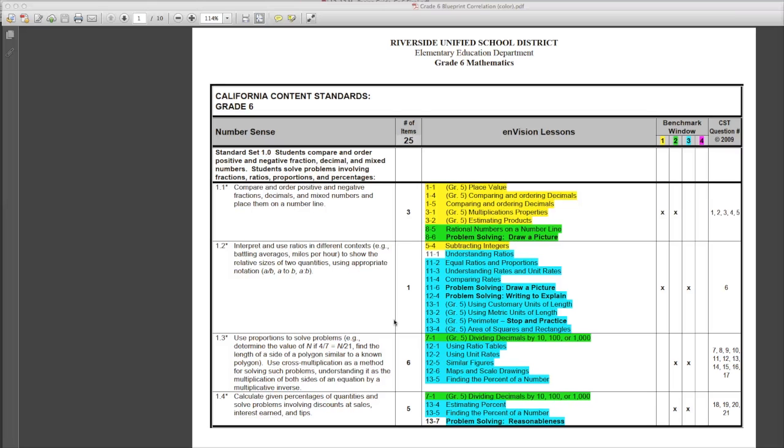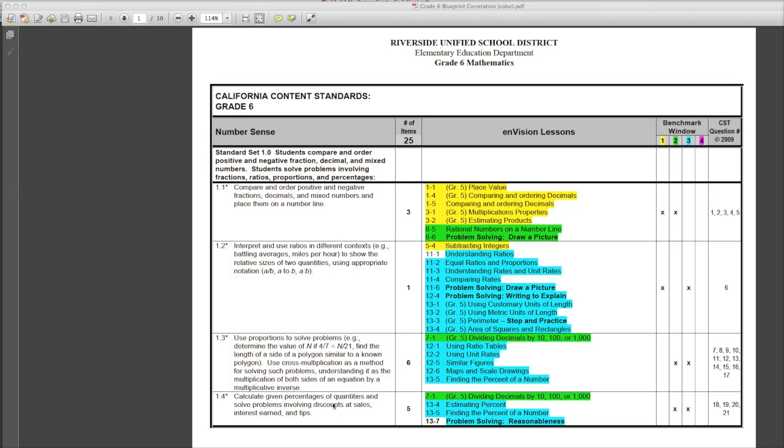Those lessons look at estimating percents and finding percents of a number and dealing with tax and tip and all of those types of things. The standard you're going to really focus on here is number sense 1.4, and you'll find that there are 5 questions on the CST. Like last week, when we had 6 questions on the CST for number sense 1.3, for number sense 1.4 there were 5 questions. So this is a heavily tested topic, and the majority of that happens in 13.4 through 13.7. Let's take a look at the standard real quick.